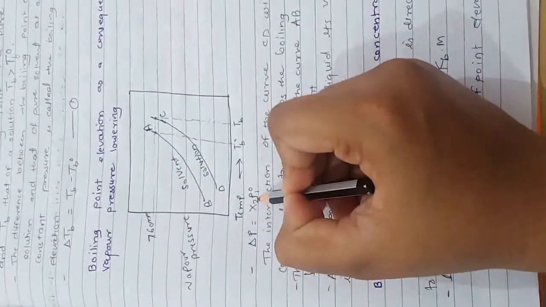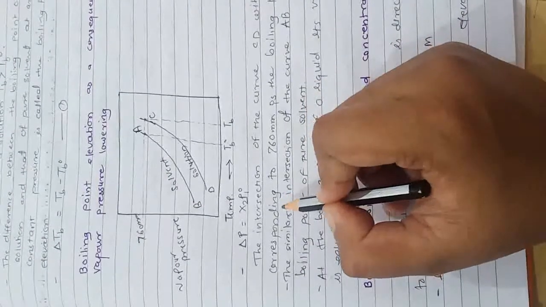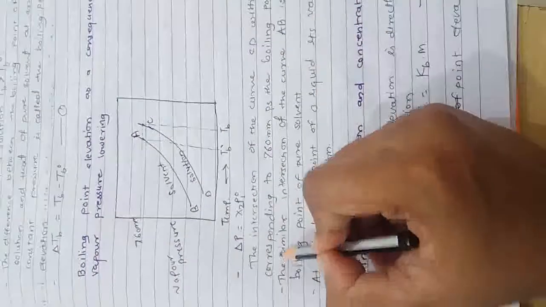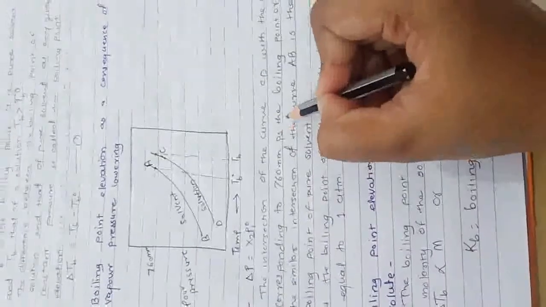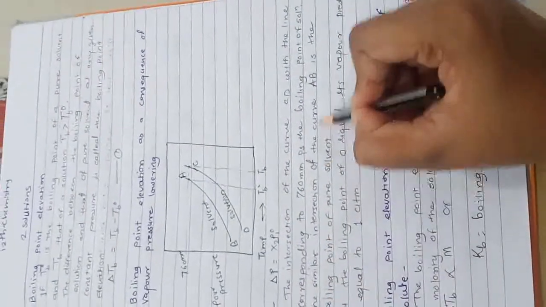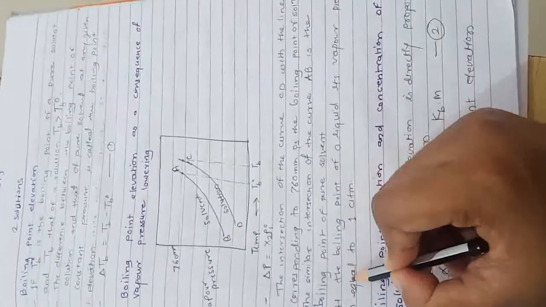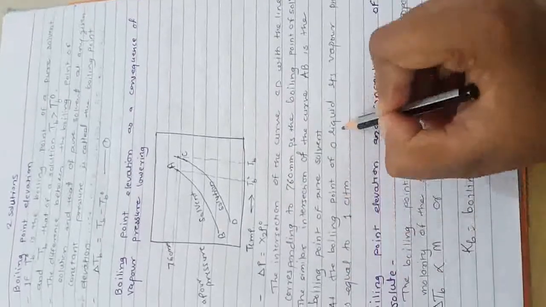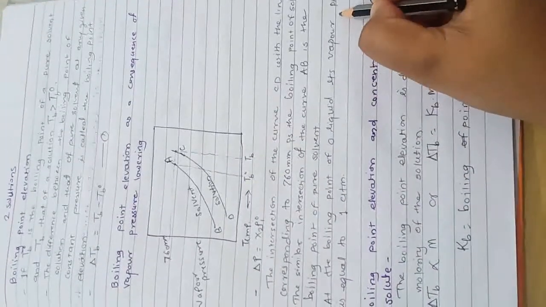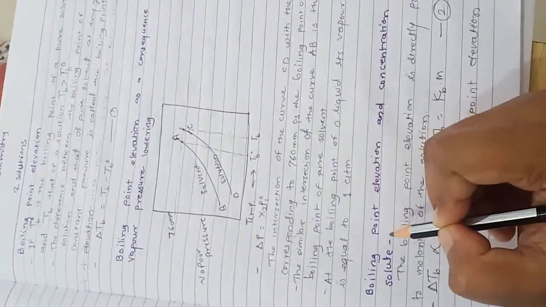So delta P equals x2 P1 0. The intersection of curve CD with the line corresponding to 760 mm is the boiling point of the solution. The similar intersection of curve AB is the boiling point of the pure solvent. At the boiling point of a liquid, its vapor pressure is equal to 1 atmosphere.